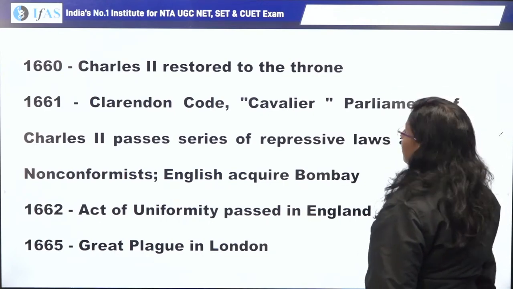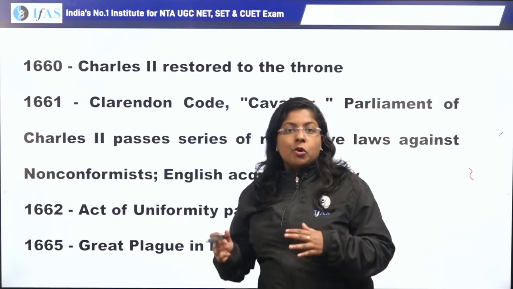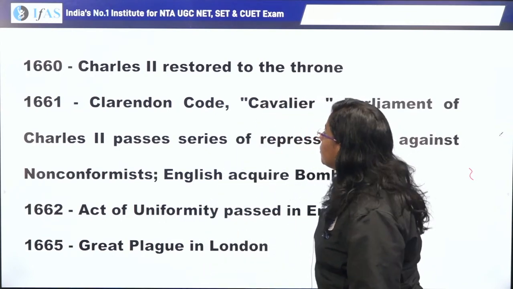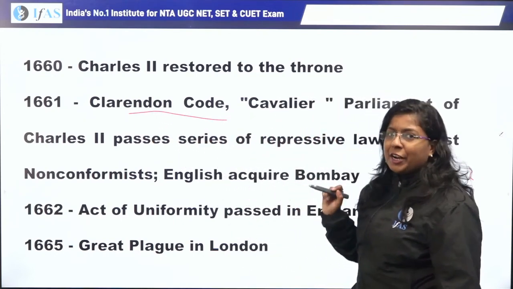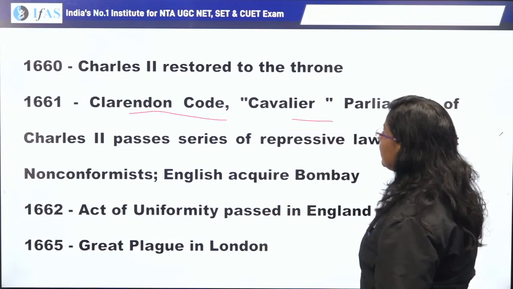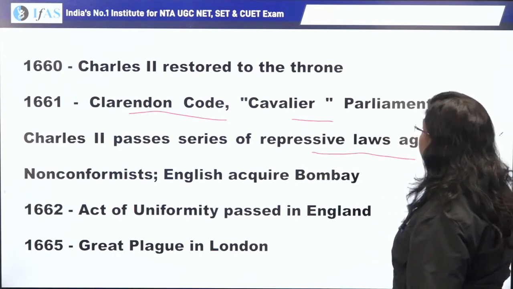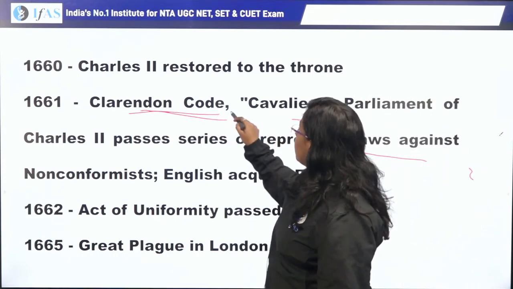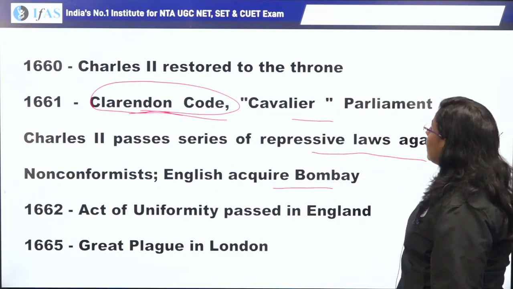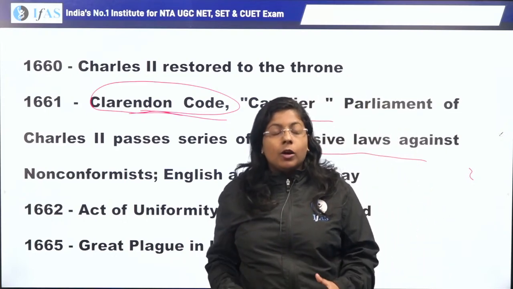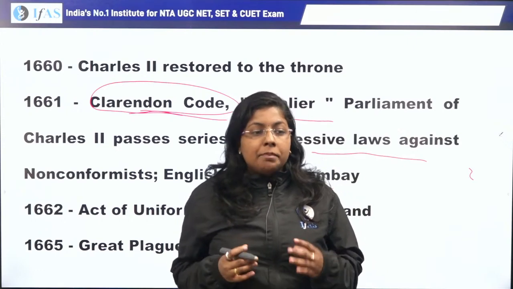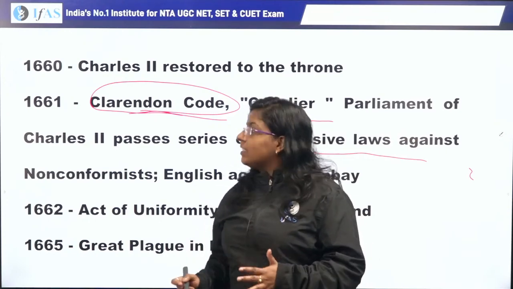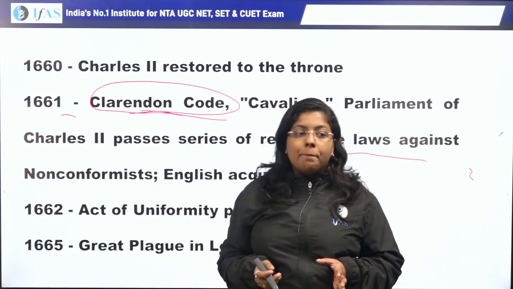Okay, fine. So in 1660, Charles II was restored to the throne, and the monarchy was restored. In 1661, the Clarendon Code. What is the Clarendon Code? Remember, guys, the Cavalier Parliament of Charles II passed a series of repressive laws against non-conformists. That is the Clarendon Code, and it was in 1661.